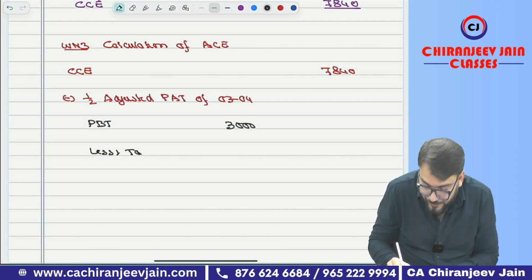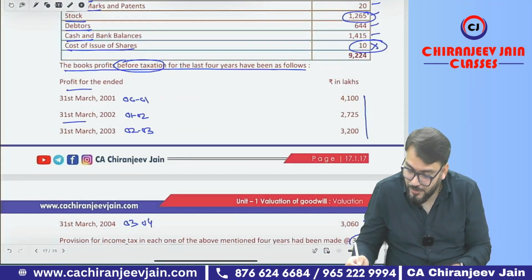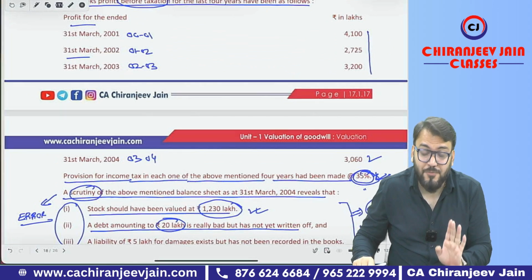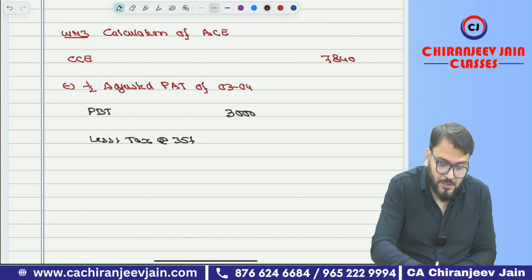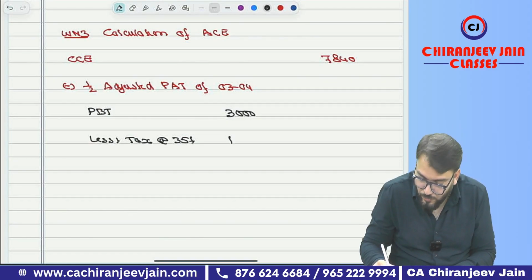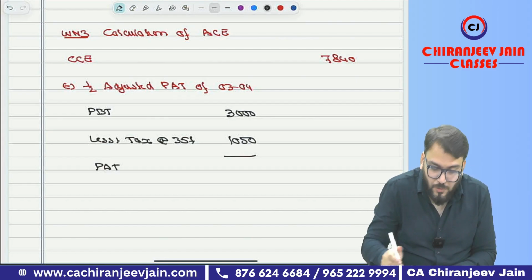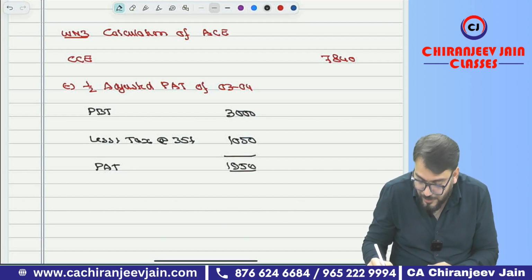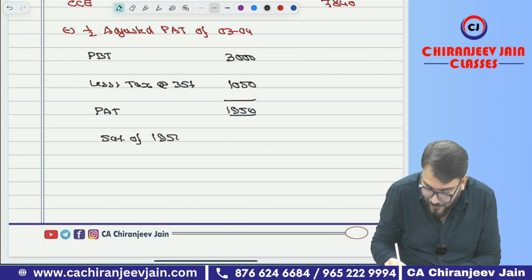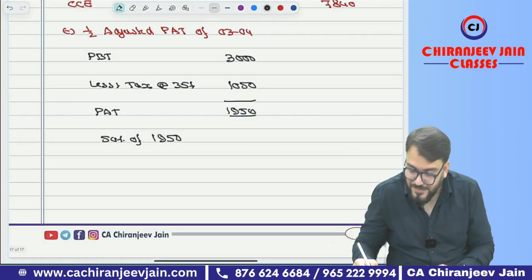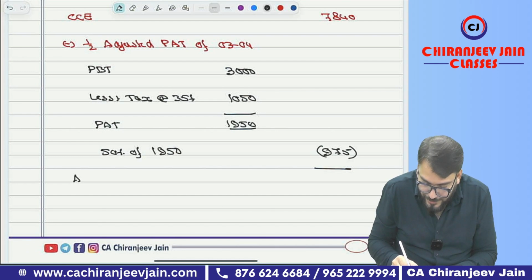Now tax at what rate? Tax at past tax rate. So what was the past tax rate? It was 35%. Here also be careful, 35%. So 3000 into 35% is equal to 1050. What is the PAT? PAT is 1950. Now we'll take 50% of PAT. So 1950 into 50%, how much? 975. So deduct 975.